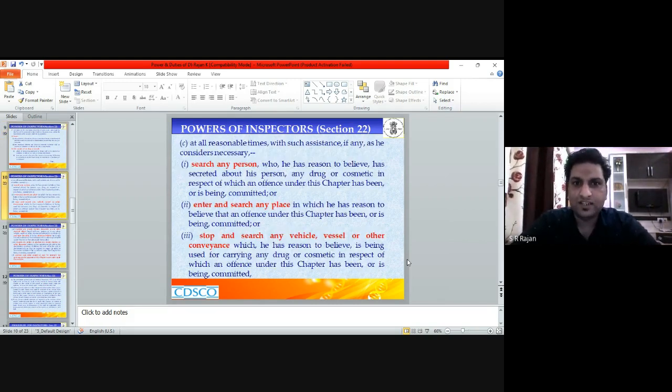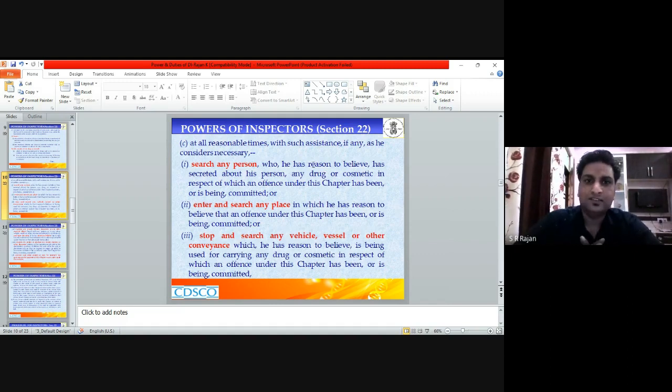Further, all the reasonable time which such assistant, if any, he considers necessary. The important thing mentioned here is that he has reason to believe. He can search any person whom he has reason to believe. The main focus here is reason to believe. He must have a reason to believe that he can search any person who has any drug or cosmetic in respect of which an offense under this chapter has been or is being committed or made, or enter and search any place in which he has reason to believe.